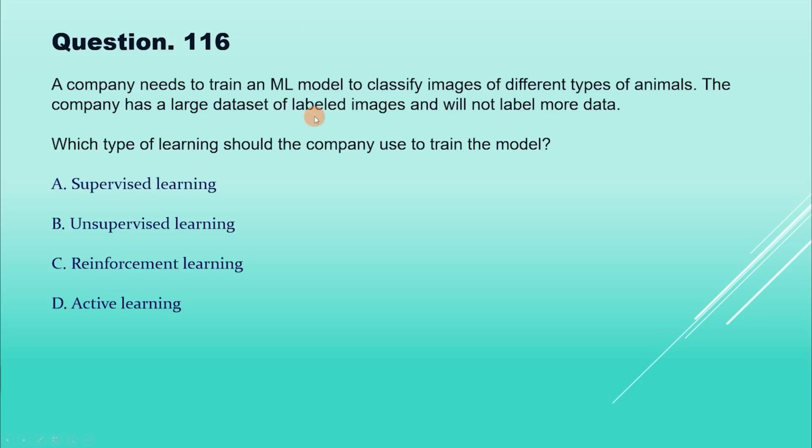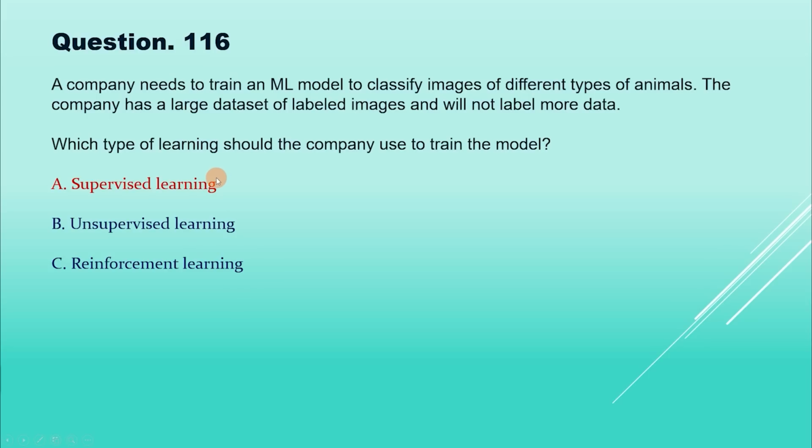And I hope this one is quite easy for you, because in the question itself labeled data is mentioned, and I have already told you wherever labeled data is in the question, the correct answer will be supervised learning. So option A, supervised learning, is correct here. And wherever unlabeled data is there in the question, then unsupervised learning will be the answer, and wherever learning from environment is there, reinforcement learning will be the answer. So option A is correct here.